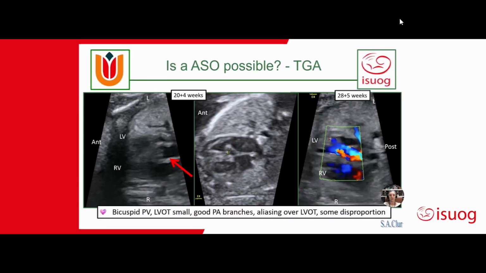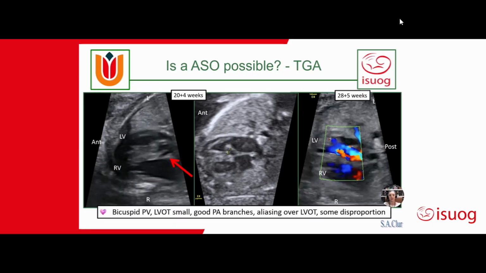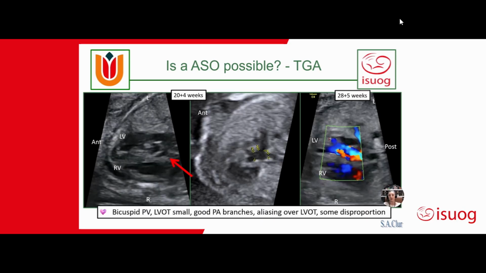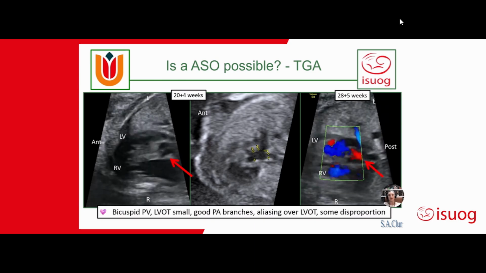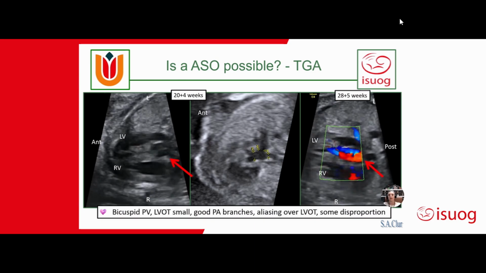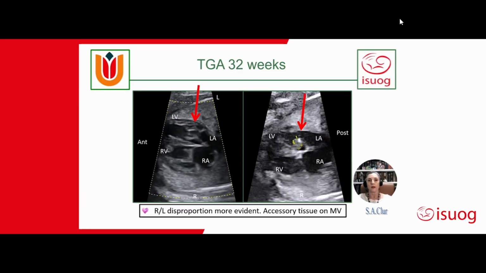So I'd like to conclude with the last case, where at 20 weeks we see some left ventricular and right ventricular disproportion. We see a bicuspid valve. We see a small pulmonary valve, but reasonable pulmonary arteries, and we see turbulence across the outflow tract of the left ventricle. At 32 weeks, we can see that the disproportion between the ventricles and the atria is more prominent, and we see that there is some accessory tissue on the mitral valve.